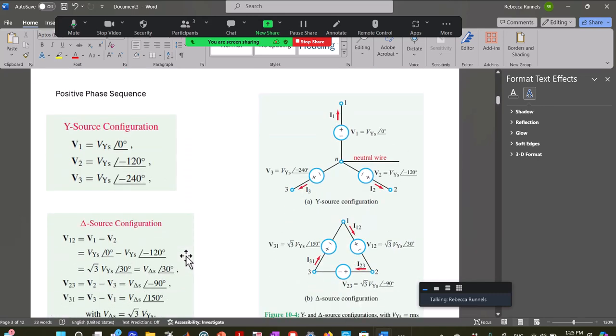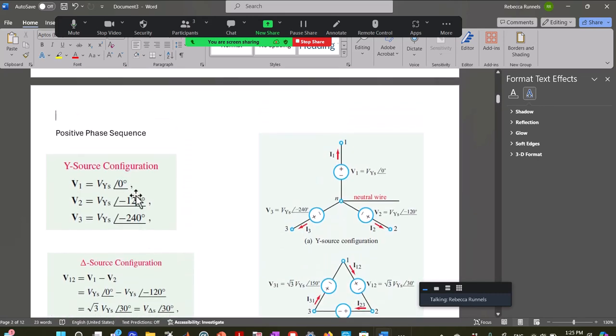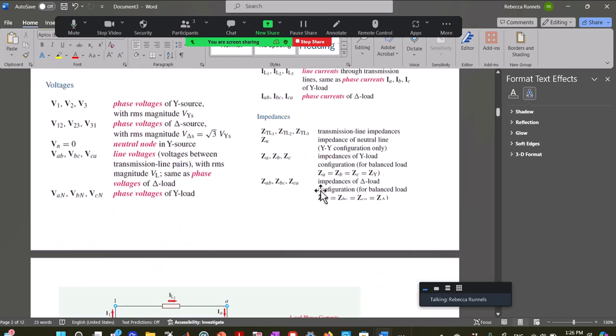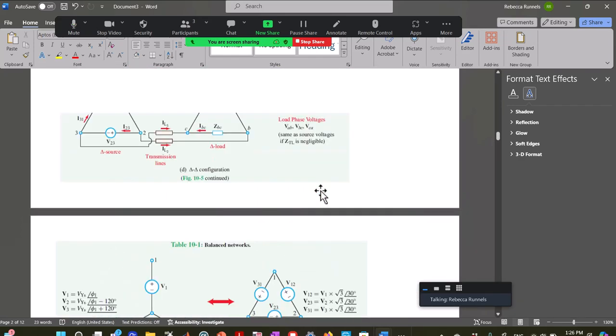And this is going in this order, so with V1 being 0 and then V2 being negative 120 and V3 being negative 240 is the positive phase sequence. But you can switch these and have 0, 120, positive 120, negative 120, and that would be the negative phase sequence. So it can also go in the other direction. So what's the difference between using either?